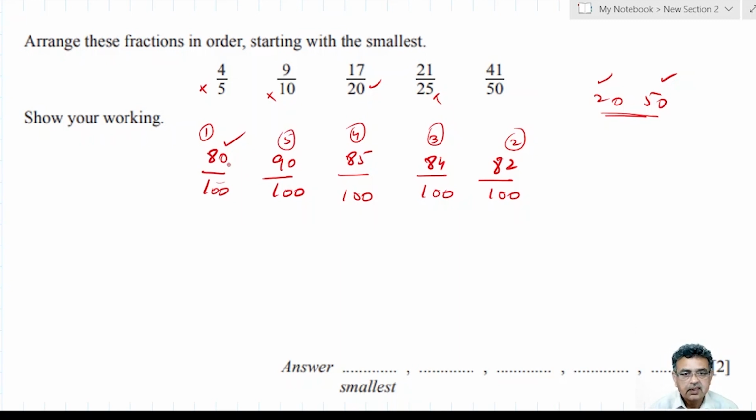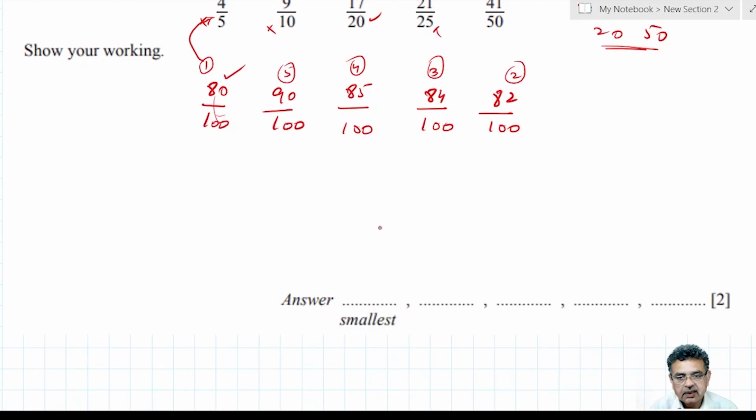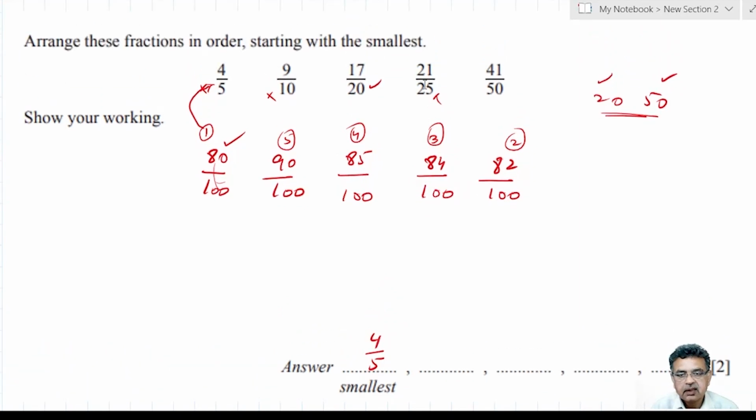So we won't write this value, but the actual value which is given in the question. The smallest one we will write here as 4 over 5. Then the second is this one. There we will write the equivalent value of it which is given in the question. So that will be 21 over 25. Third value, sorry, this is not this one.